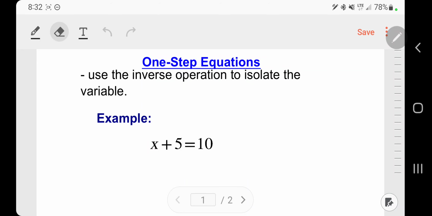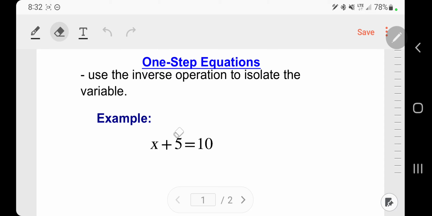Hey everyone. In this video, we're going to take a look at some basic one-step equations, specifically how to find the inverse operations to solve for our variable in each equation. So here we're given an example of a basic one-step equation. It's x plus 5 equals 10.